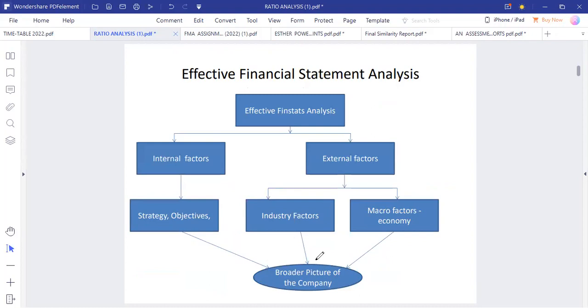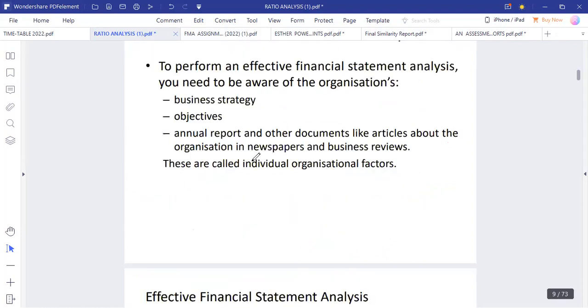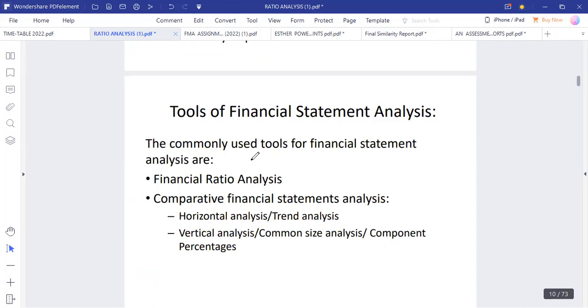Ultimately, we want to have a broader picture of how the firm is with regards to internal and external factors. External, look at what is surrounding the firm outside. These are macroeconomic issues, industry factors, and internal are issues to do with the company itself, the strategies and the objectives that the firm may have. So down, we are going to use 2 key tools. There's what is called the financial ratio analysis and also the comparative statement analysis.